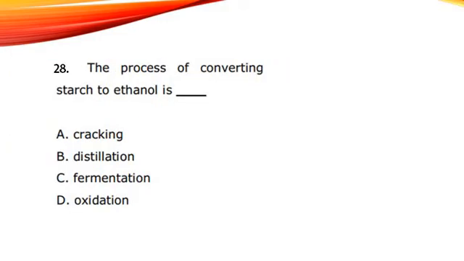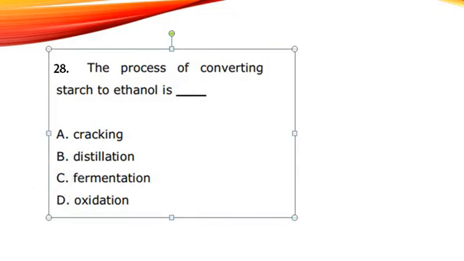Next is question 28, which says the process of converting starch to ethanol is A. cracking, B. distillation, C. fermentation, or D. oxidation. Cracking is involved in the petroleum industry, breaking down of hydrocarbons. Distillation is involved in the separation of hydrocarbons. Oxidation is the addition of oxygen, while fermentation is actually what involves the process of converting starch to ethanol. So our answer is C. fermentation.